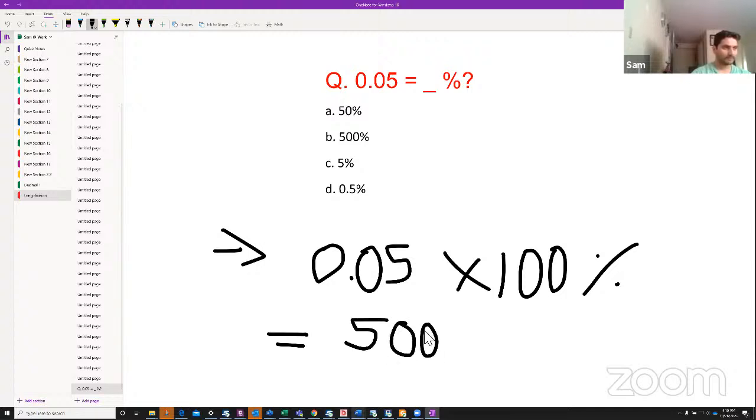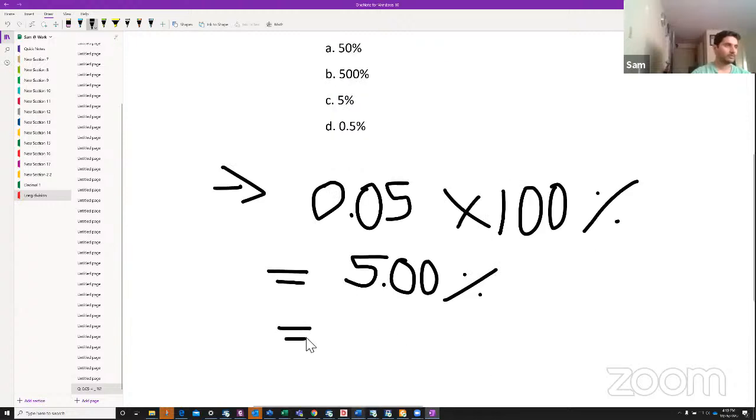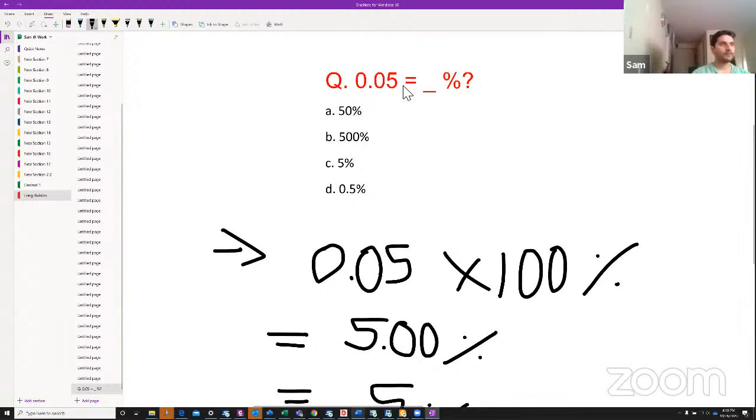But we're going to look at the decimals. We have 2 digits after the decimal, and we have no digit after the decimal right here. So we're going to put that 2 digits after the decimal. It's going to be 1 digit, 2 digits. So it's going to be 5.00%. So that is equal to 5%. So if you convert 0.05 into percentage, C will be the right answer, 5%.